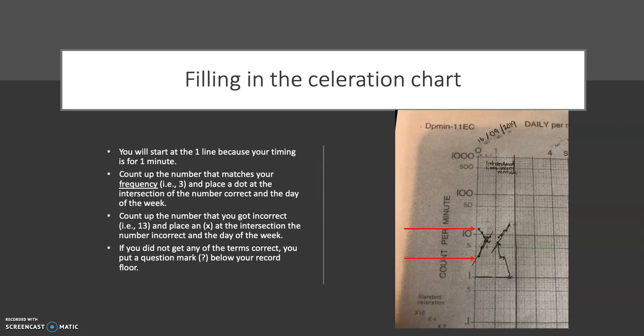If you do not get any of the terms correct, you would put a question mark underneath the record floor. This is one area that there are several different conventions for how it is done. For the first week, this is all you want to do for the data sheet and for the standard acceleration chart each day.